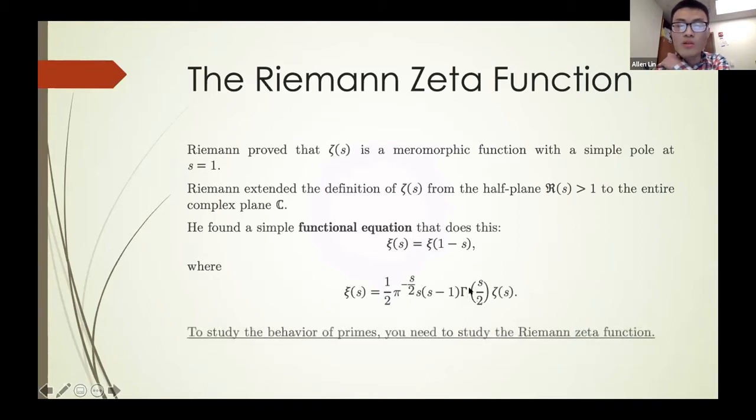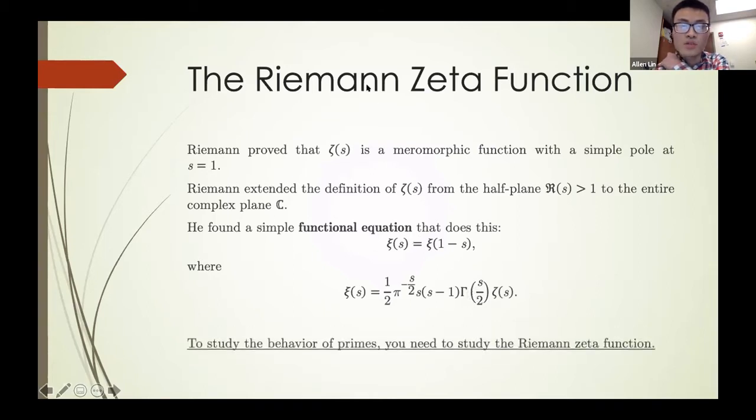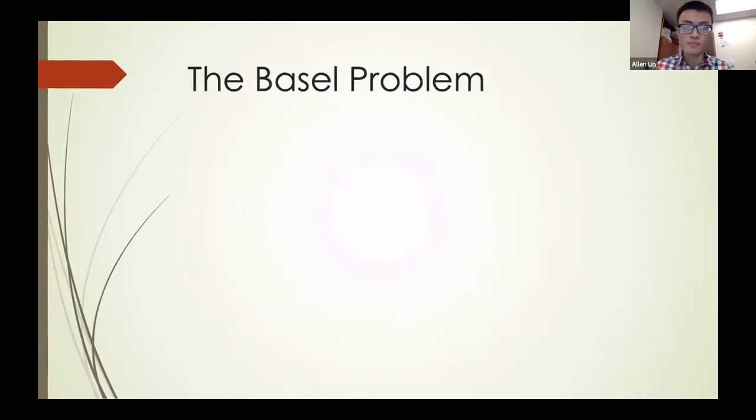Therefore, we can use calculus to study the Riemann zeta function. And the Riemann zeta function is the Euler product over all the prime numbers. Therefore, we can use the Riemann zeta function to study prime numbers. This is why the Riemann zeta function is so important.